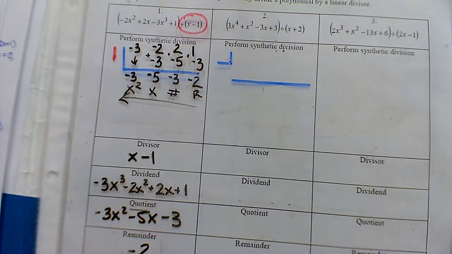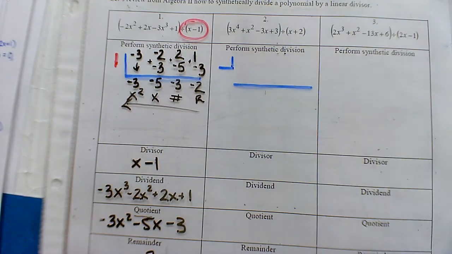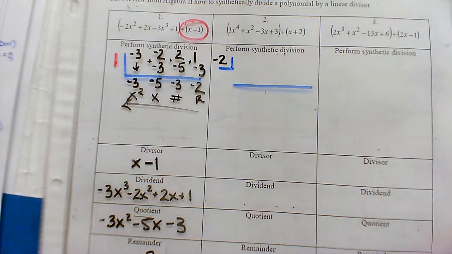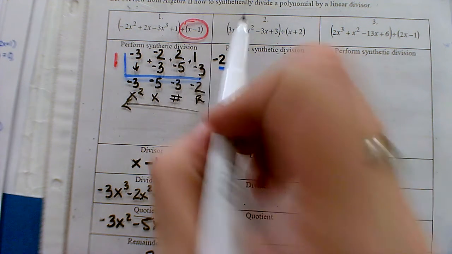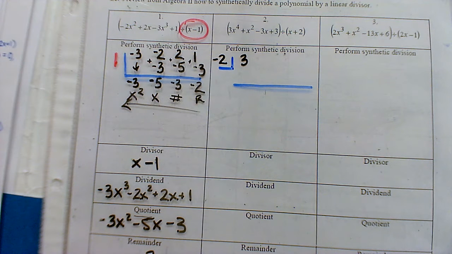What's our little box number from the second example? What is the 0 of your divisor? Yeah? -2. Okay. We then have to take the coefficients from the dividend in order. Okay, so it looks like we have 3x to the 4th. What's our next coefficient?